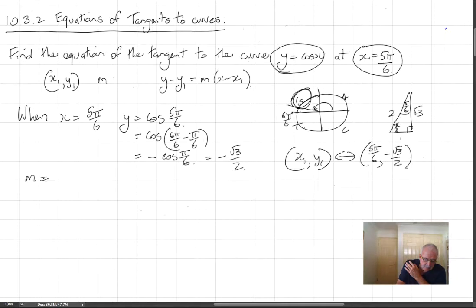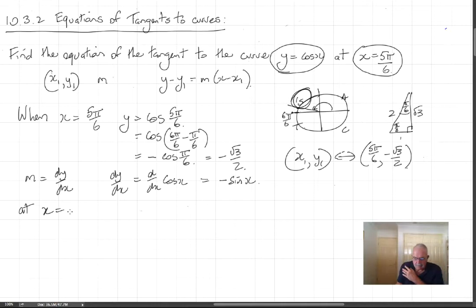So m is dy/dx. So we need to do dy/dx, the derivative with respect to x. What is y? y is equal to cos x. The derivative of cos is equal to negative sine x. So we want to know what is the value of the gradient when x is equal to 5π/6. When x is equal to 5π/6, dy/dx, which is our gradient, will be equal to negative sine of 5π/6.